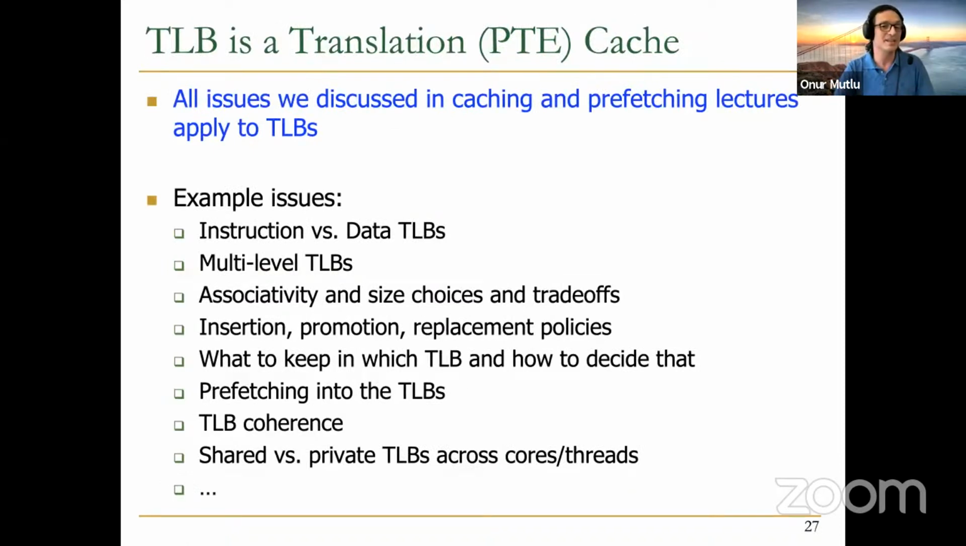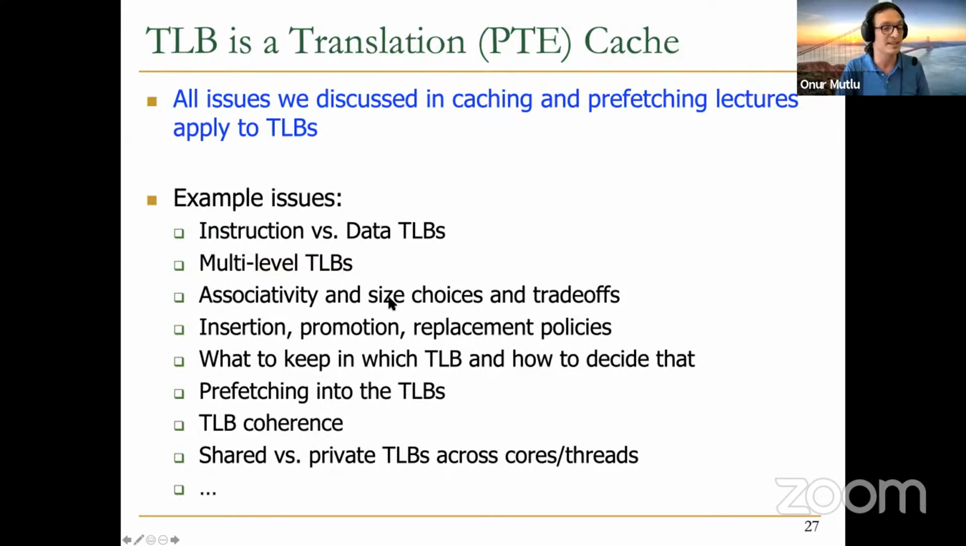And as I said, a TLB is a translation or PTE cache. It caches PTEs, page table entries. And all issues we discussed in caching and prefetching lectures apply to TLBs. For example, usually TLBs are split between instruction and data because they're needed in different parts of the pipeline. And we discussed the advantages and disadvantages of instruction and data caches; the same things apply to TLBs. We have multi-level TLBs, we have associativity, choices in terms of size, trade-offs in terms of block size, etc. All of them apply. Insertion, promotion, replacement policies.